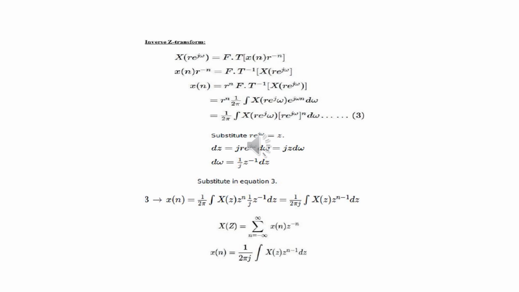Also X(z) is nothing but the summation n equal to minus infinity to plus infinity x(n) z to the power minus n. So x(n) is nothing but 1 by 2 pi j into integration of X(z) into z to the power n minus 1 dz. So the inverse Z transform of the signal is found out.